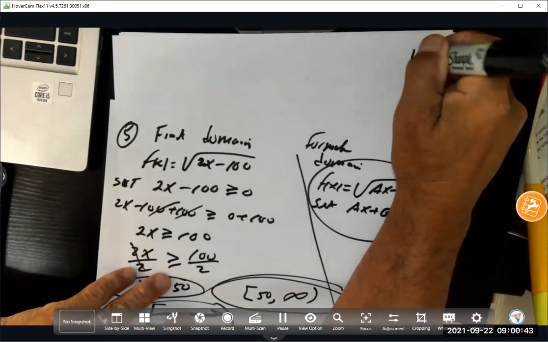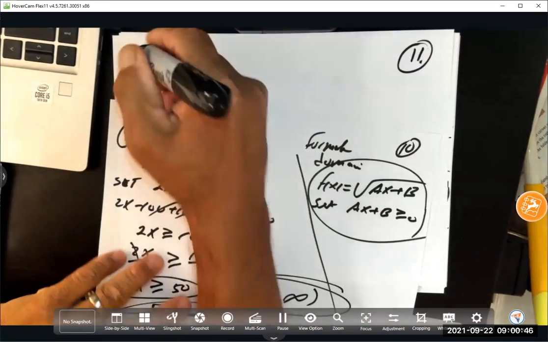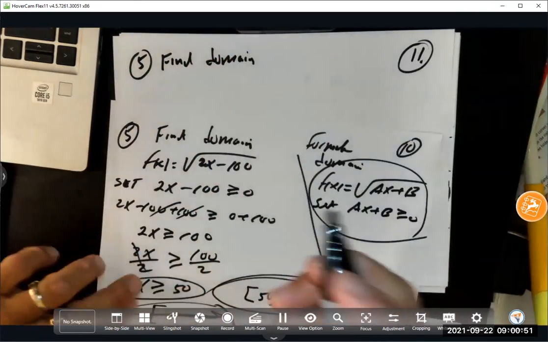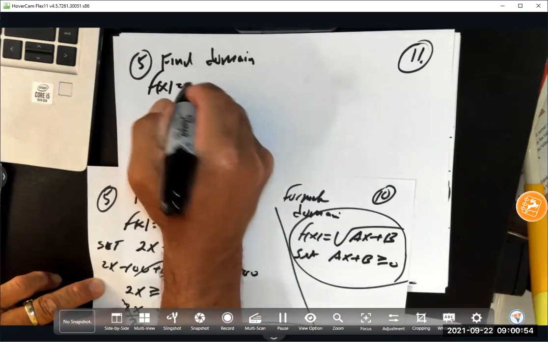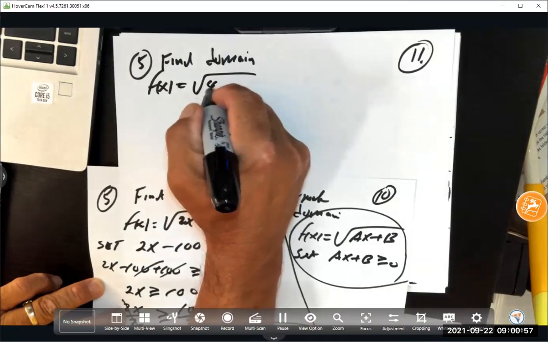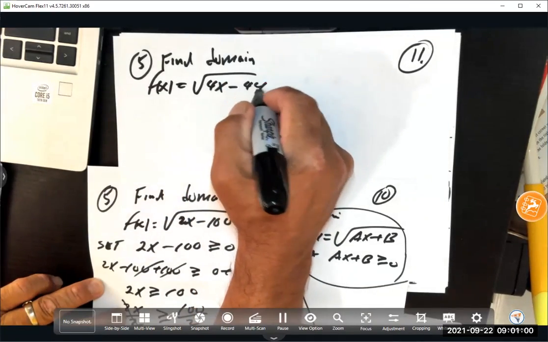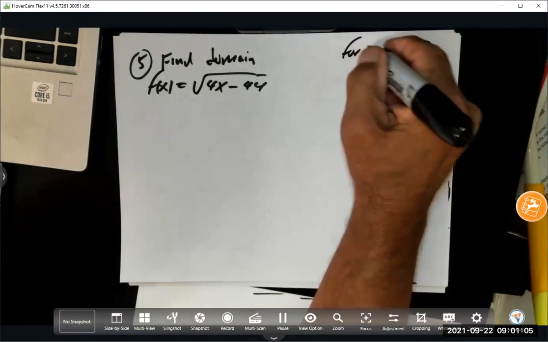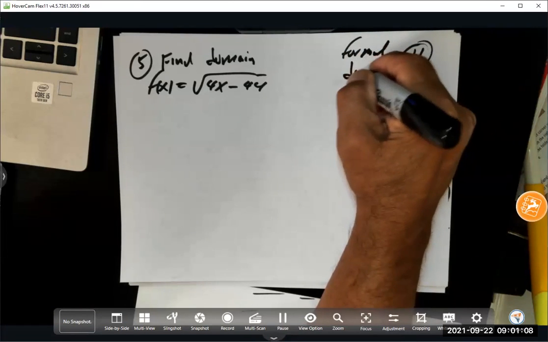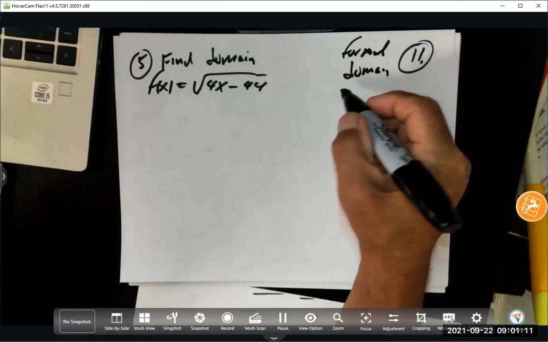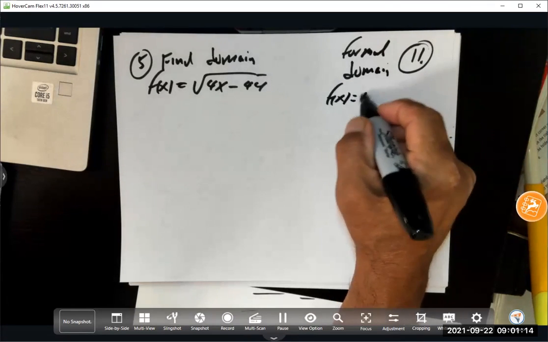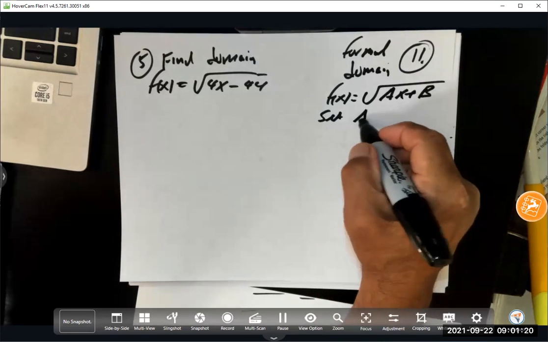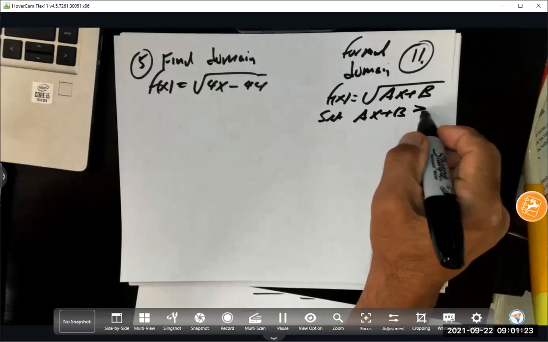Ready? Number 5 is gonna say domain, f of x equals square root of 4x minus 44. Okay, so there's a formula for this. You find the domain of a radical function. You're going to just f of x equals square root of ax plus b. So I set this up. Ax plus b has to be bigger than or equal to 0.